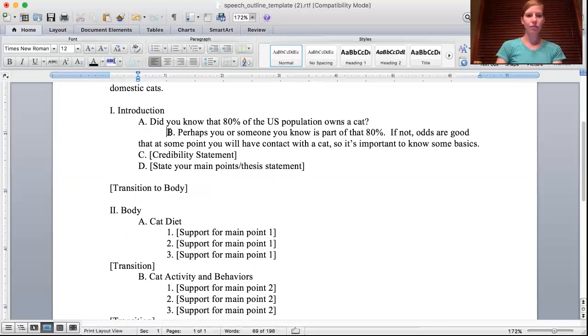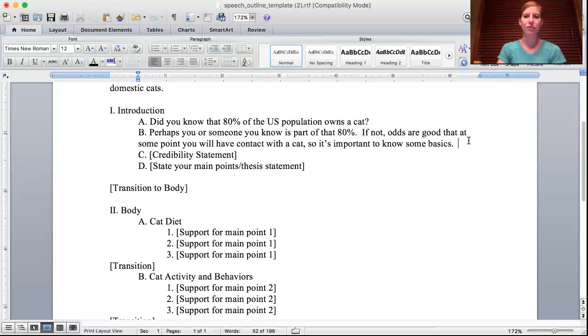Fix the indent there just because it bothers me. Okay, so notice what we just did here. We've related back to the statistic and said, if you're not part of that 80%, you're part of that 20% that doesn't have a cat. Maybe you don't like cats, but you'll probably have contact with a cat, so it's important to know some basics.